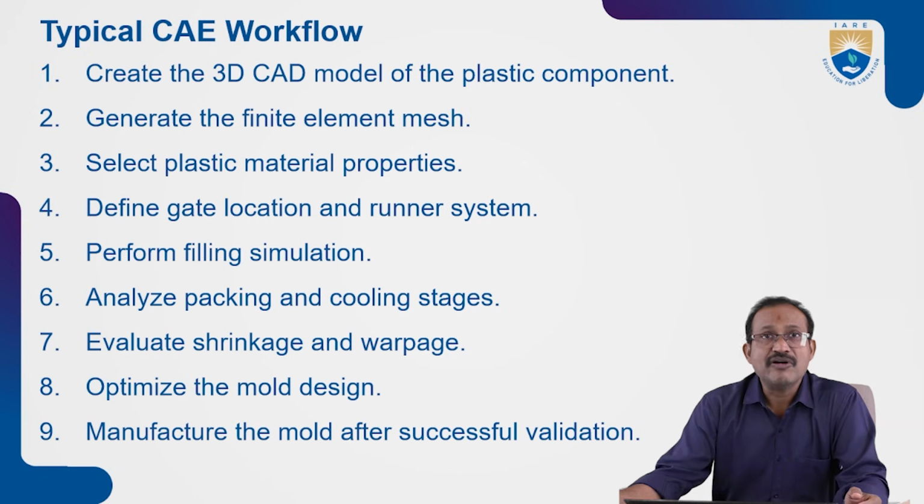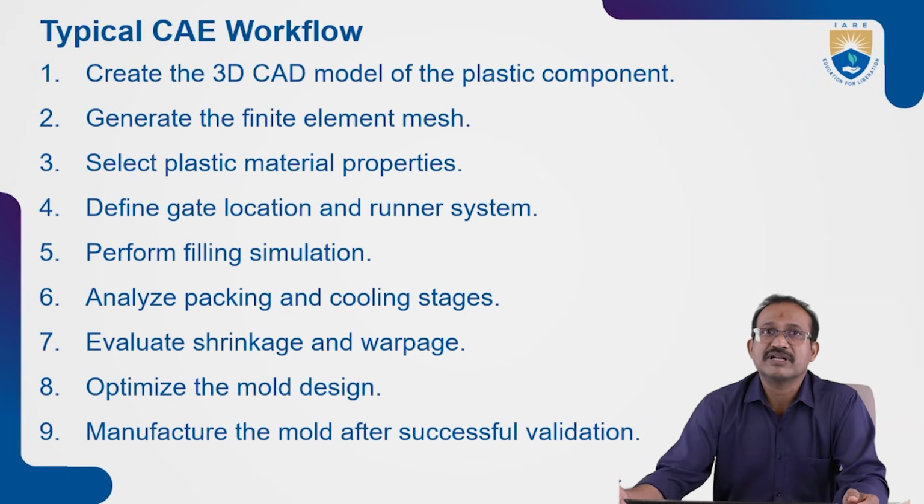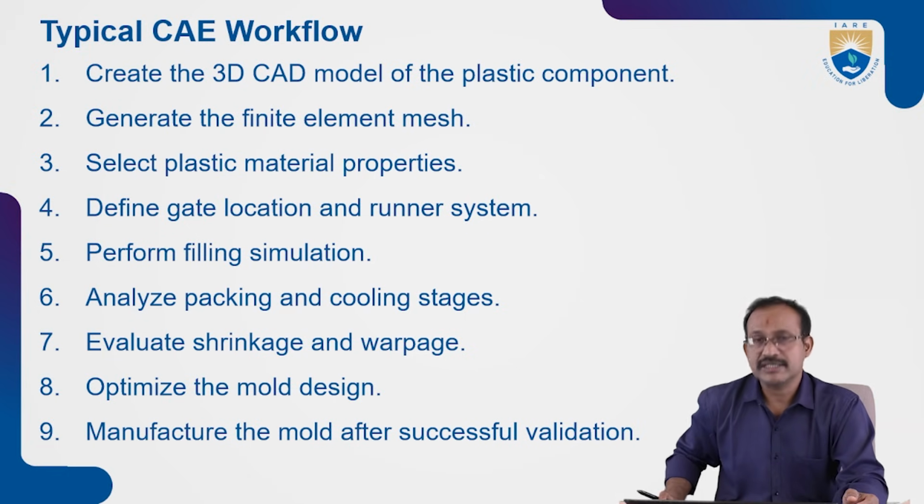Next, evaluate shrinkage and warpage. We have to evaluate whether it is positive shrinkage or negative shrinkage. Obviously, there will be shrinkage in the plastic material, so we have to evaluate that shrinkage and warpage. Next, optimize the mold design. Once it is analyzed, we have to optimize the mold design. Manufacture the mold after successful validation. Once all this design, optimization and analysis is complete, finally we go for manufacturing the mold after successful validation of all these steps.